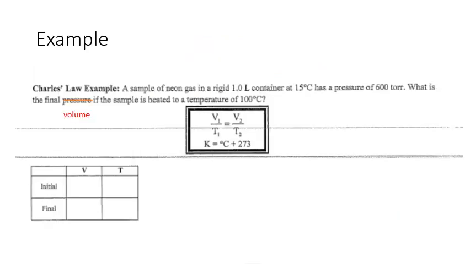Now, my slide here had a mistake. Yours does not. Your paper does not. So I'm just going to fix that right off the bat. So here we go. We're looking for volumes, and we're looking for temperatures. A sample of neon gas is in a rigid 1 liter container at 15 degrees, has a pressure of 600 torr. Now, we don't really care about pressure, by the way, because pressure is not in the equation, as you can see. What is the final volume? So I'm going to take some numbers here. What happened first? Well, a volume of 1.0 liters. What temperature happened first? Well, 15 happened first.